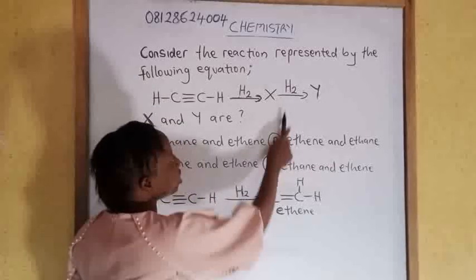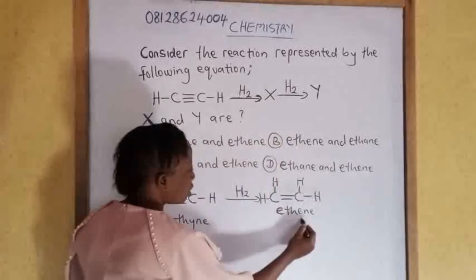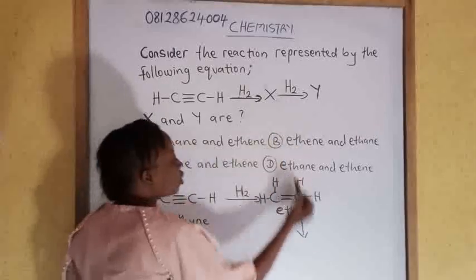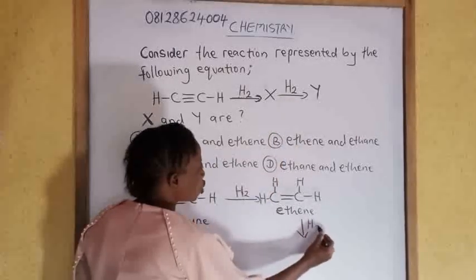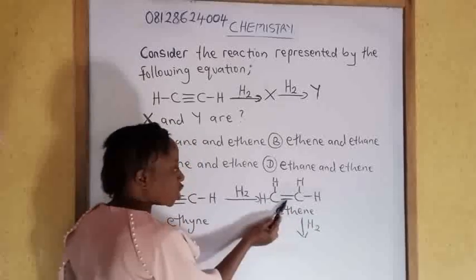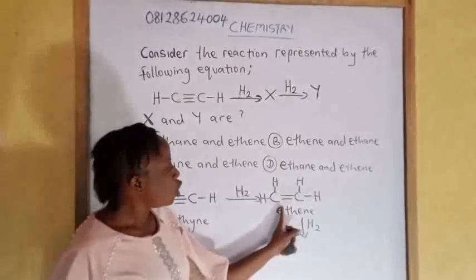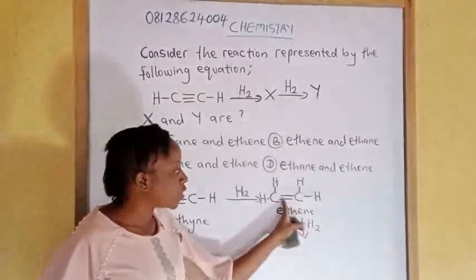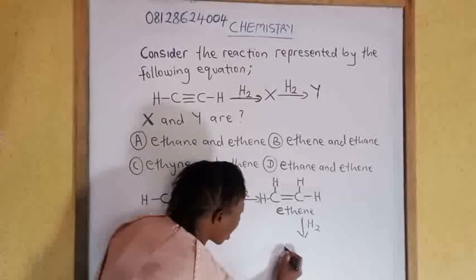So let's move to the second stage of the reaction. You are going to add another 2 hydrogen atoms to this structure. Now for these 2 hydrogen atoms to come into this structure, you have to open one of the double bond again.